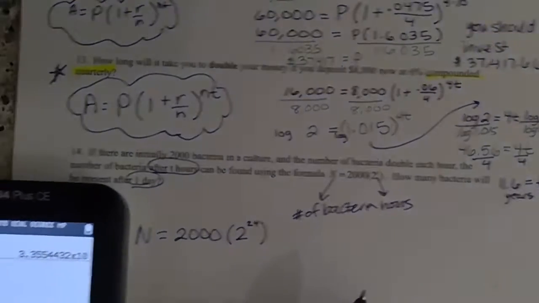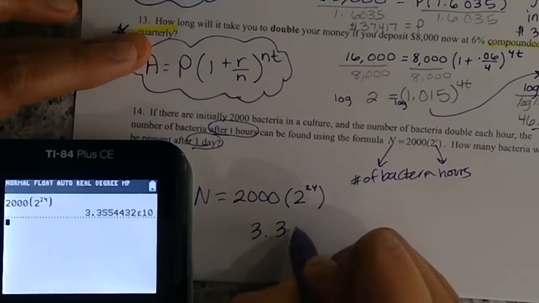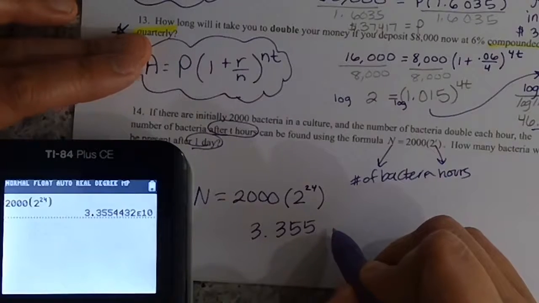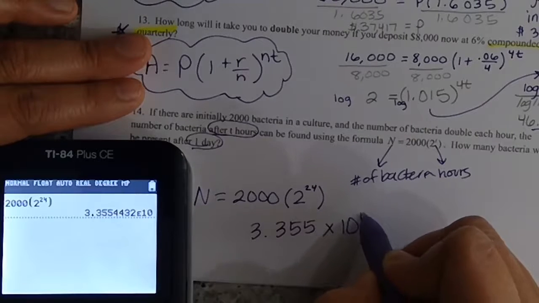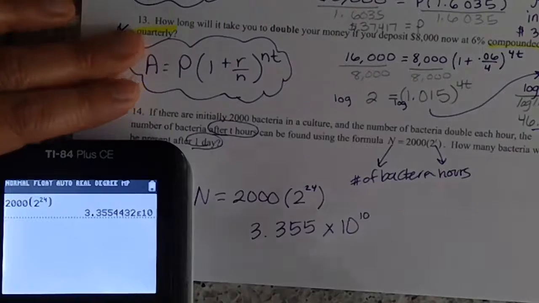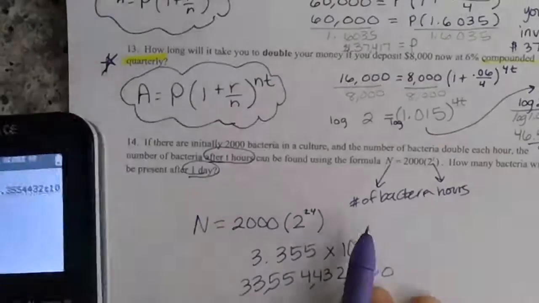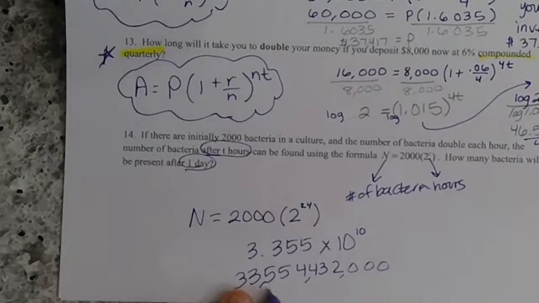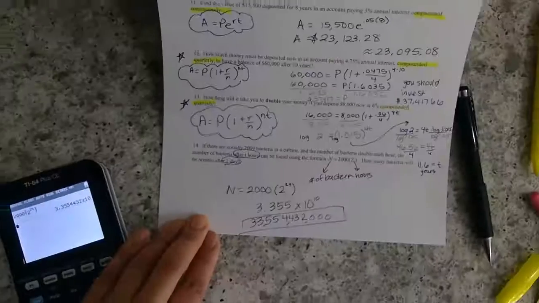Okay, yeah. So I got 3.355 in scientific notation, times 10 to the 10th. So moving it over. Should I write the whole thing down? All right, let me pause this. Okay, so I wrote down this entire number right here. And then it's a 3.3, so I moved it over 10 spaces and then put my commas in. So scientific notation, or this is how many bacteria you would have. A lot, okay?